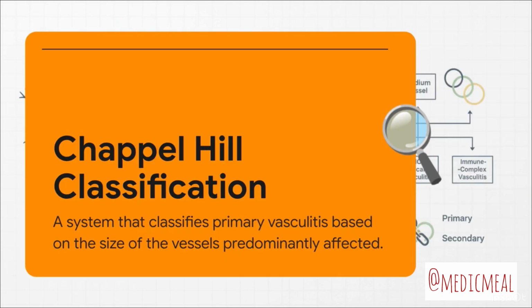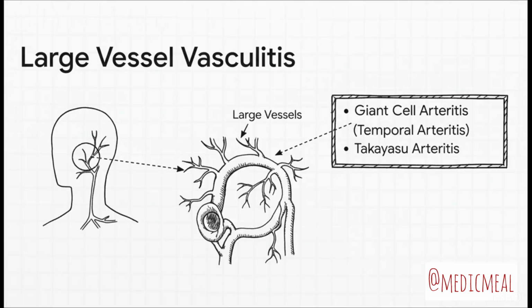You know, the beauty of the Chapel-Hill classification is its simplicity, really. It just categorizes primary vasculitis based on the size of the blood vessel that is predominantly affected. And that word predominantly is so important because you will see overlap, but this gives us a fantastic place to start. So let's start big.